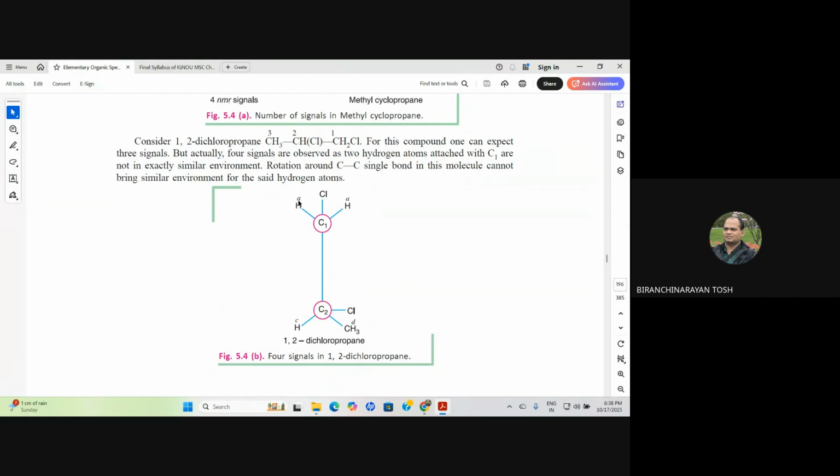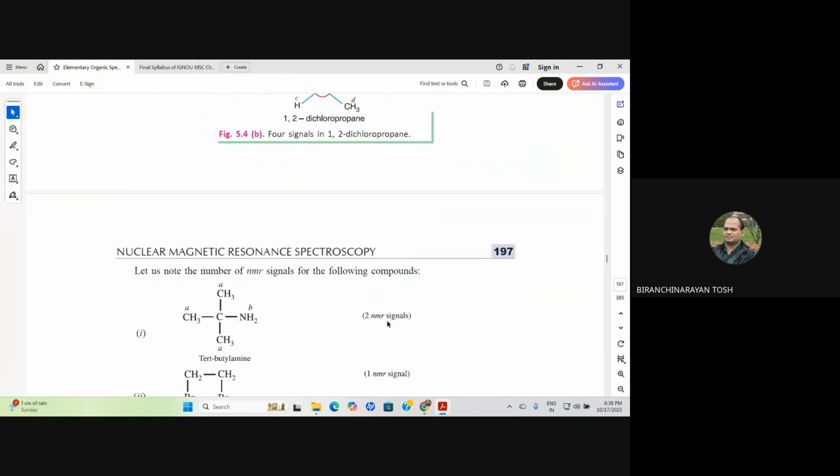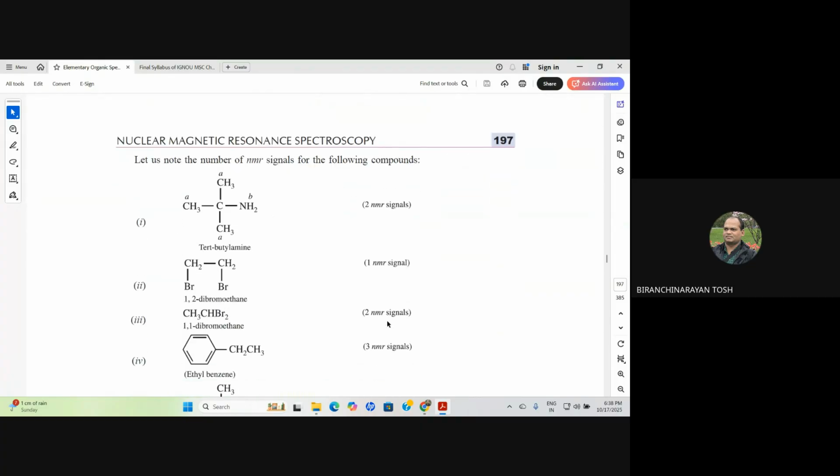It's not mentioned here. A is mentioned, but one is A, another is B. And this hydrogen is different, and methyl again different. So four signals will be obtained. Like this, so many examples are there. You can go through that one.